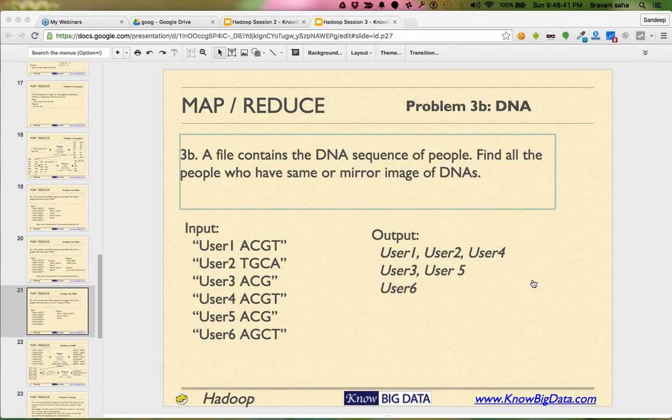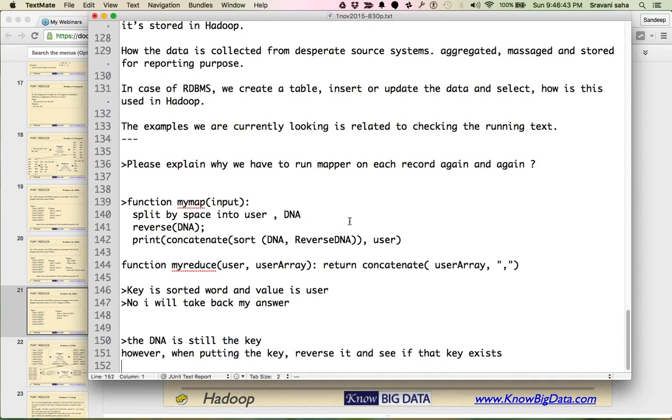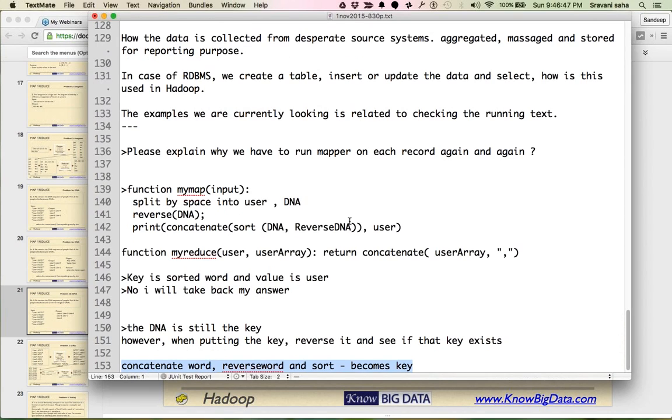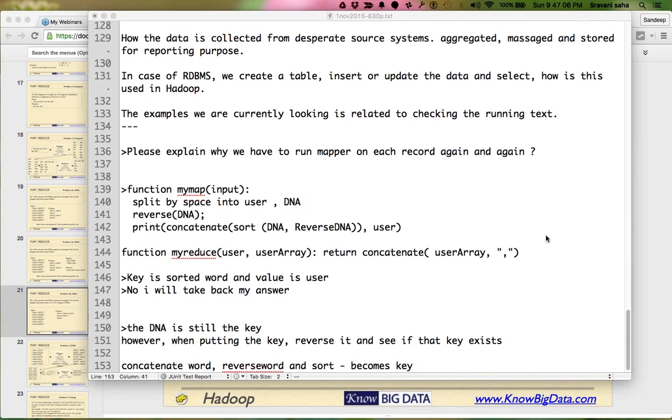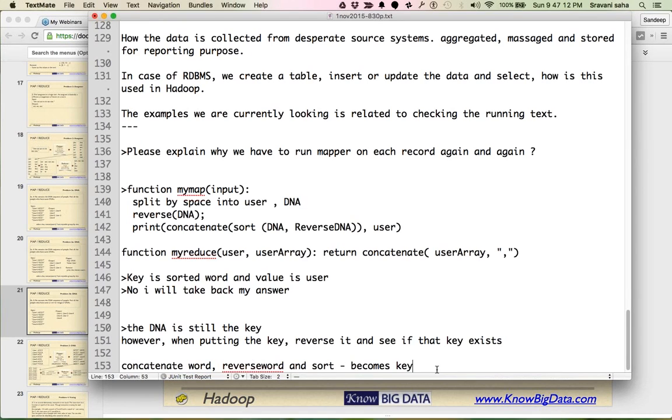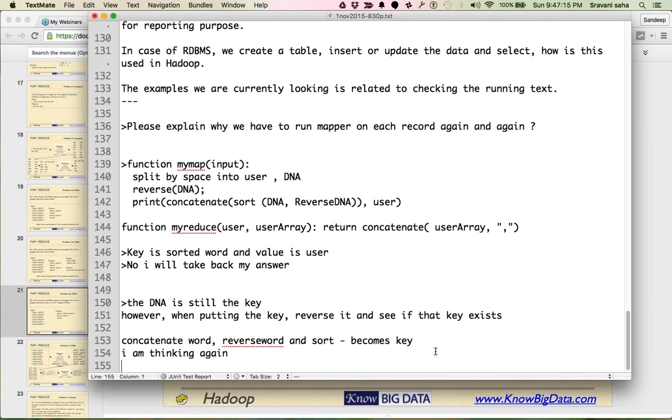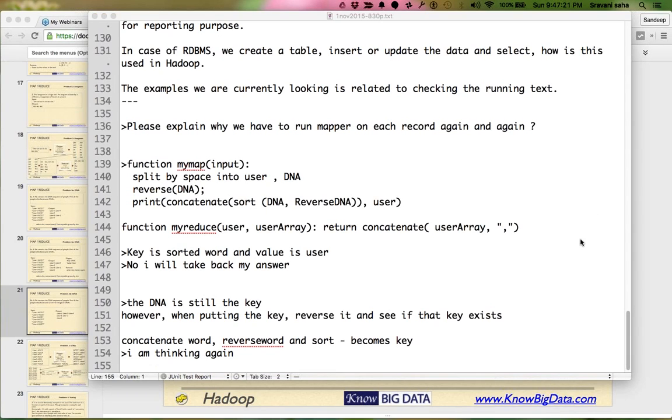Okay, Pavan is saying concatenate the word and its reverse, and sort, and that becomes the key. Interesting. Sort as in, should we sort by characters, or sort these two word by word? Pavan? All right, he's saying that he's thinking again. Okay. All right, brilliant. You guys are in the right direction. Keep going.